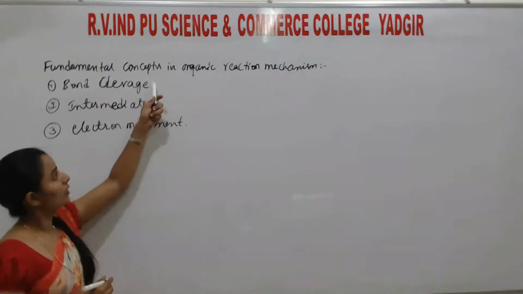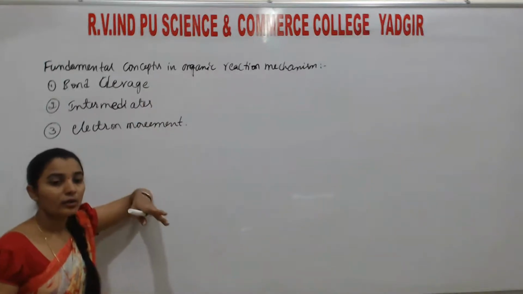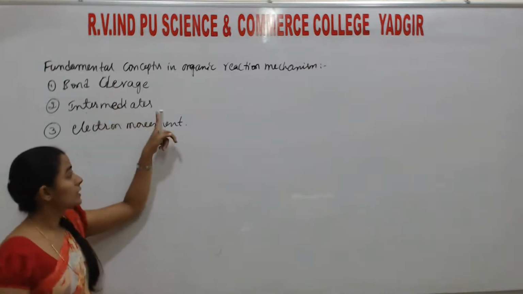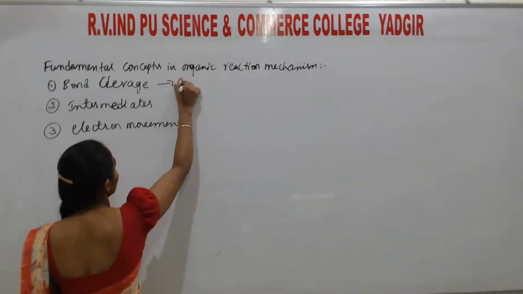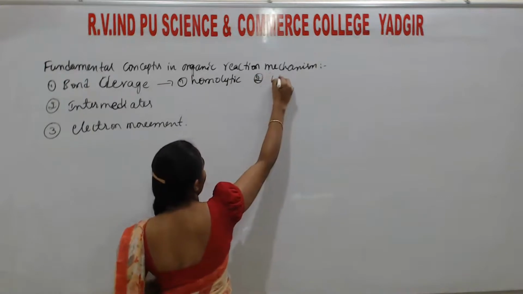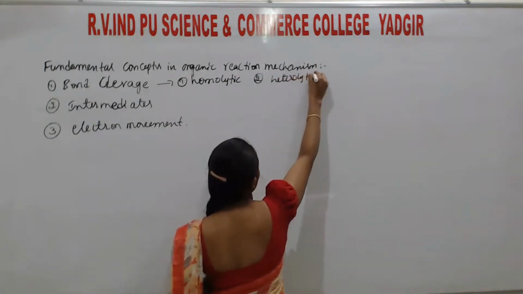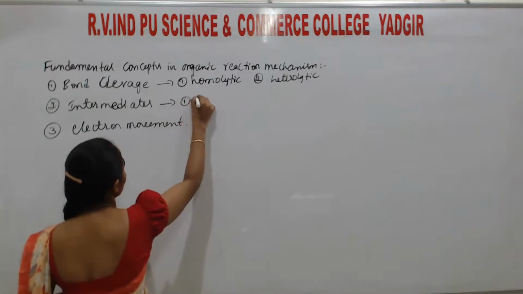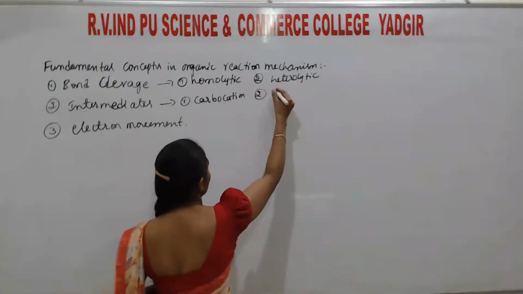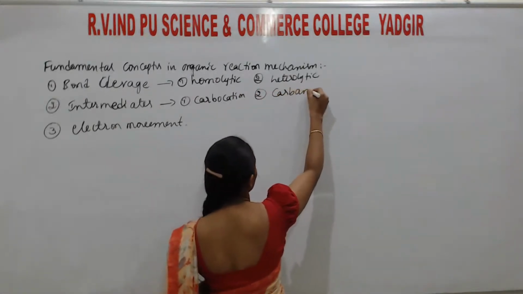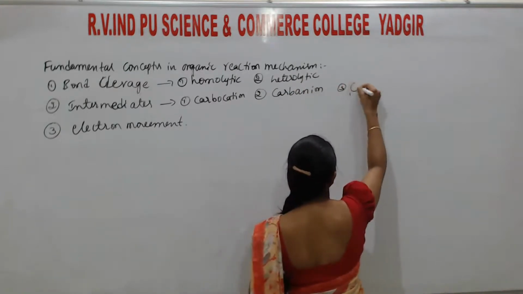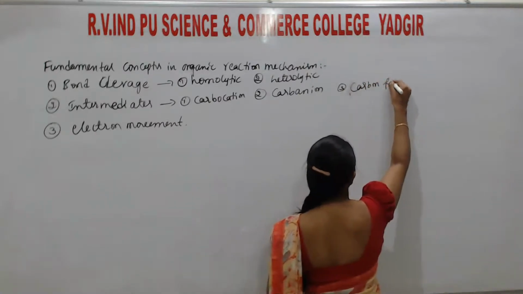So students, in bond cleavage, two types are there: heterolytic bond cleavage and homolytic bond cleavage. Understand? And intermediates are also of two types, homolytic and heterolytic. Here also three types are there: one is carbocation, second carbanion, third free radical, especially carbon free radical.